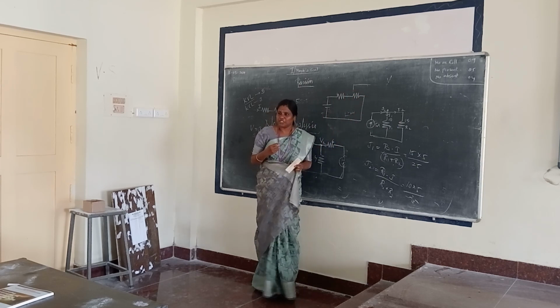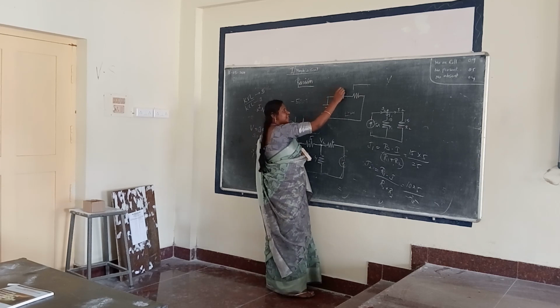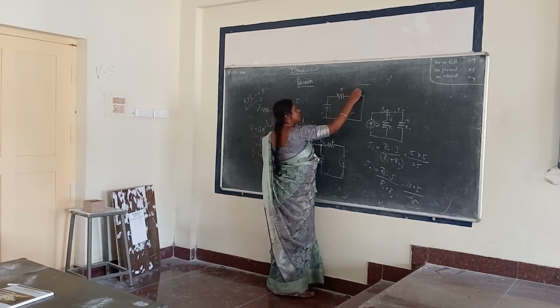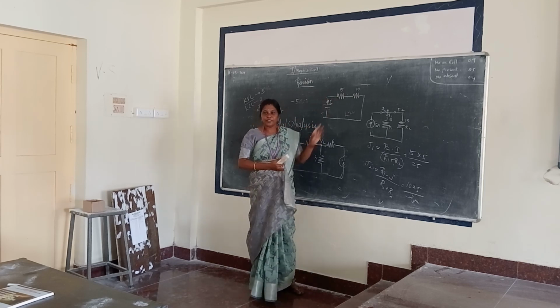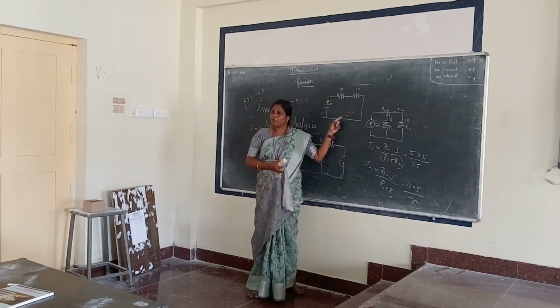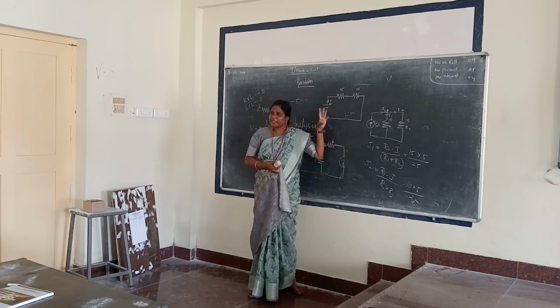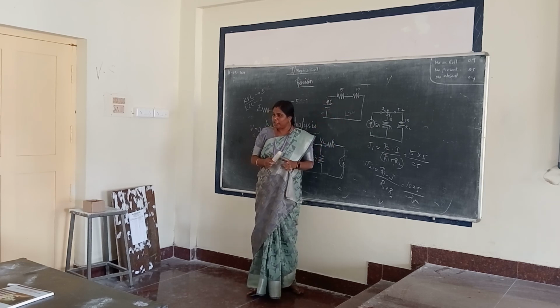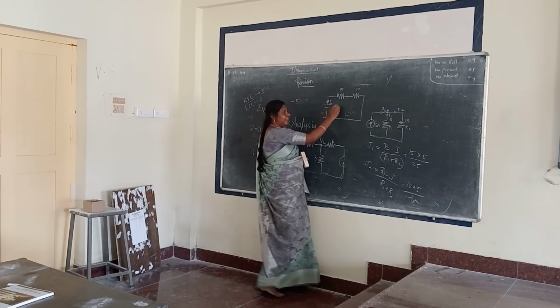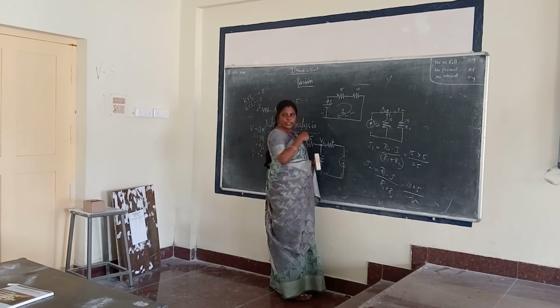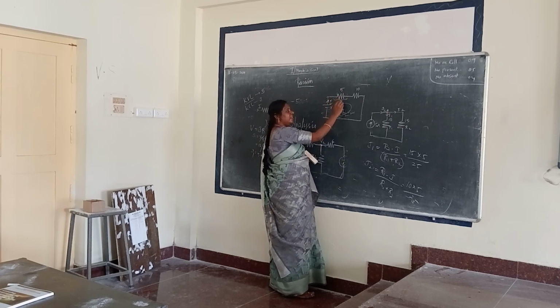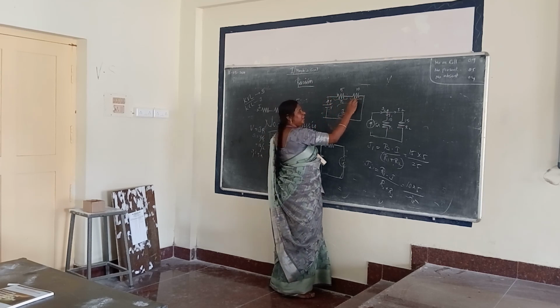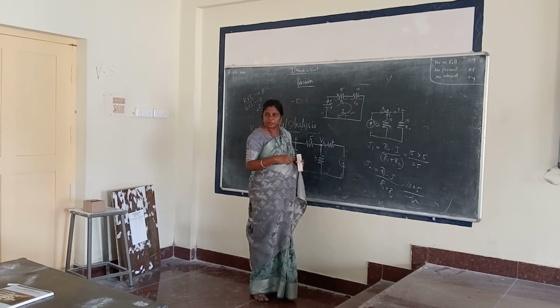This is the voltage division rule. For example, if this is 5 and this is 10, and some current I is coming. What is the current in the entire loop? It will be I. There is no current division, but the voltage will get divided. Some V is coming here. Here V1 will be dropped, here V2 will be dropped.